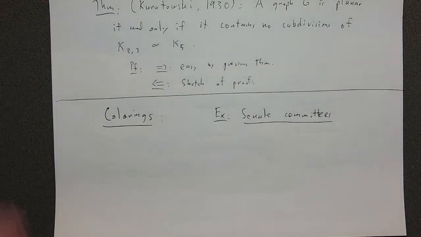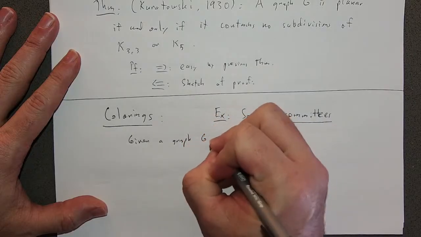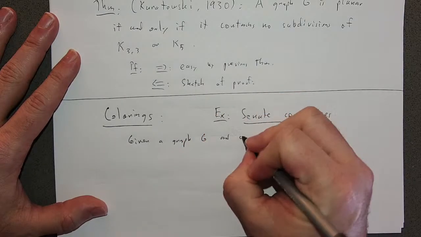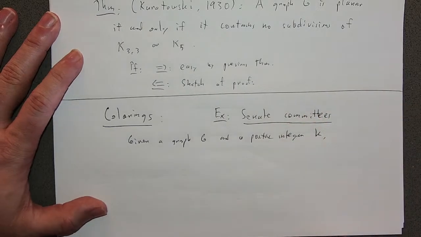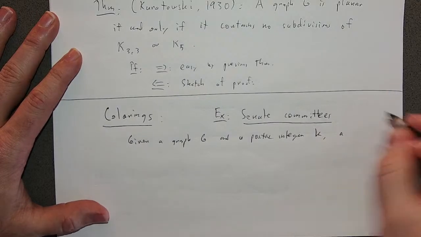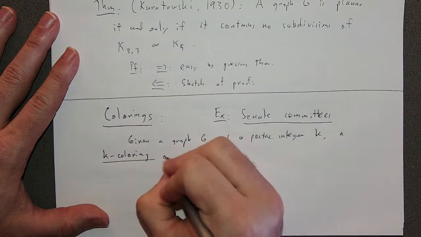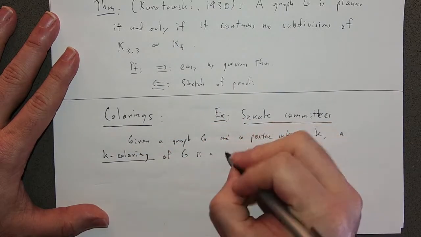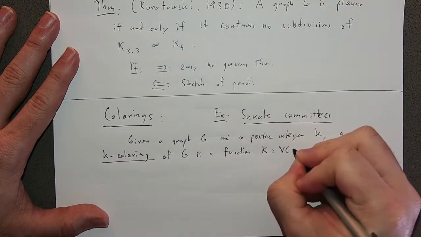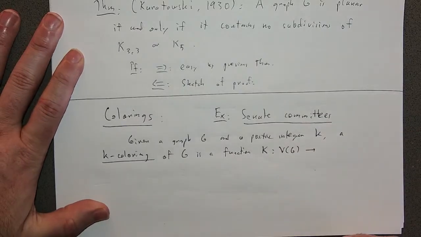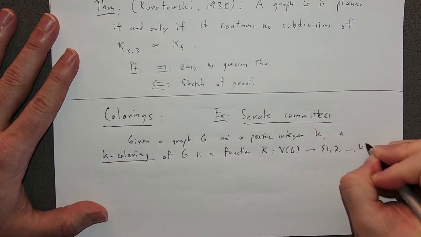So what is a coloring? Given a graph G and a positive integer, say K, a K-coloring of G is a function, you could call it big K if you want, from the vertex set of G to the set of positive integers 1, 2, and so on up to K.